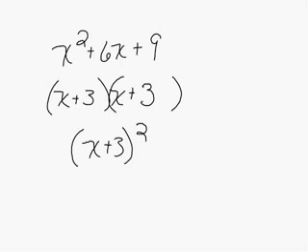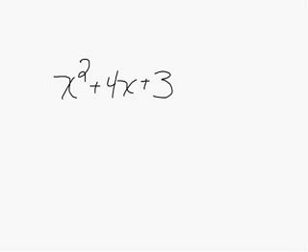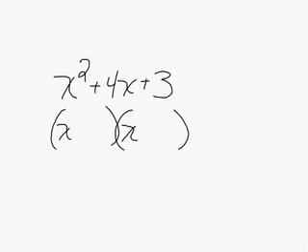Okay, so now let's look at this one. We're not doing those yet. All right, so here we go. Let's do x squared plus 4x plus 3. It's x and x, plus and plus. And it's a 3 and a 1. Yes, a 3 and a 1 to make 4. That's right.